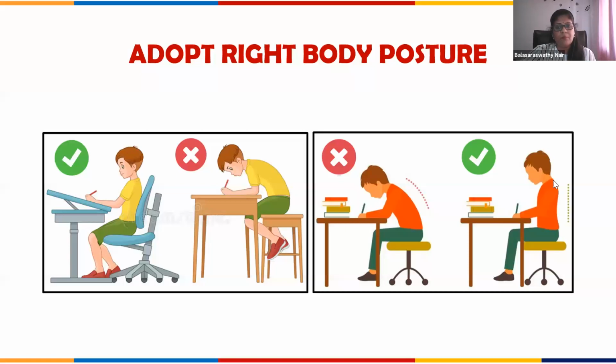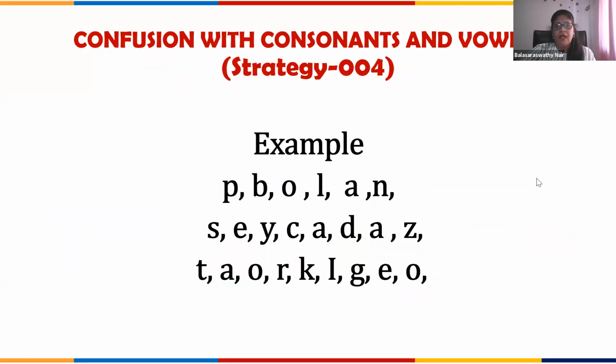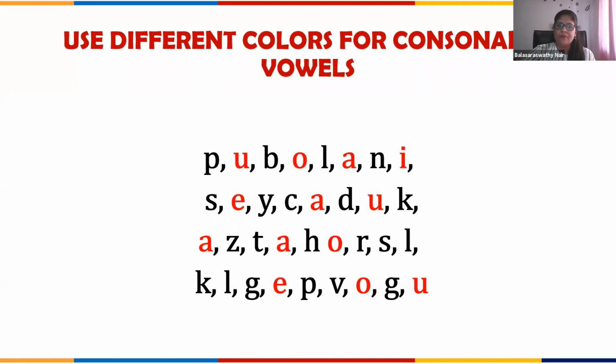So it is very, very important that the posture of the child is keenly observed by the parent and the teacher when the child is writing. Then, they have a huge confusion between consonants and vowels. They're all the time confused because for them, these letters all look the same. For them, it's all design. So what do we do? Try to use one color for vowels. And why do I say vowels? Because they're only few in number.